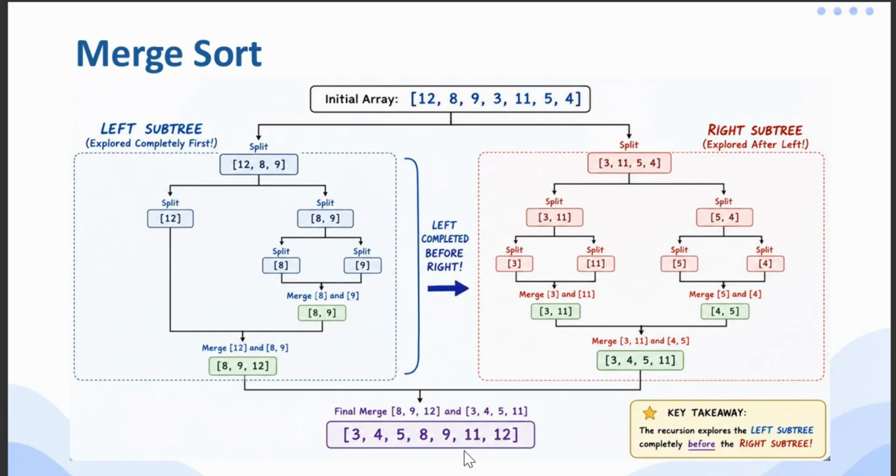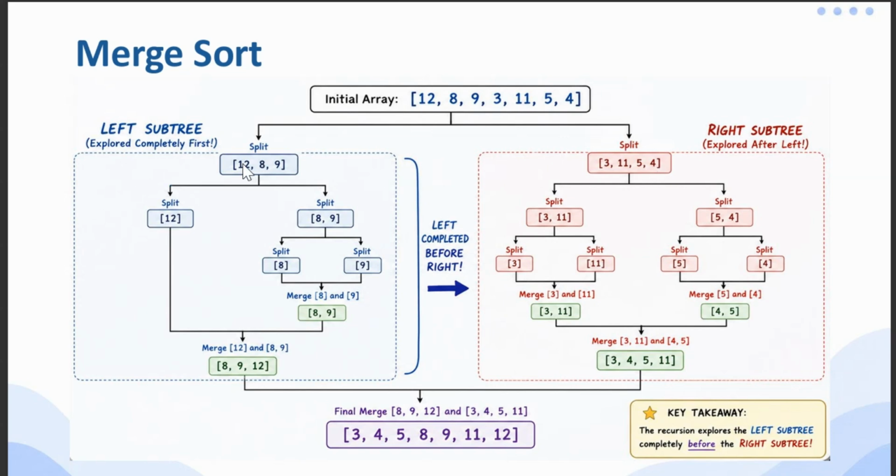So consider this example. Here we have 2, 8, 9, 3, 11, 5, 4, right? So you can split this into halves. Here you have the left subtree as 2, 8, 9, and the right subtree as 3, 11, 5, 4.